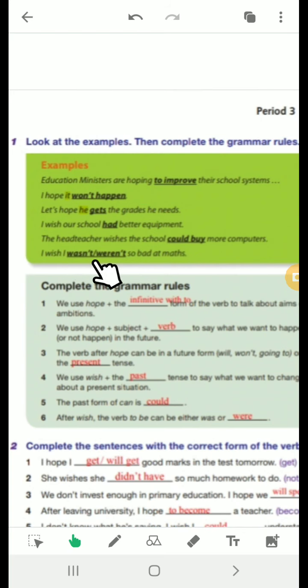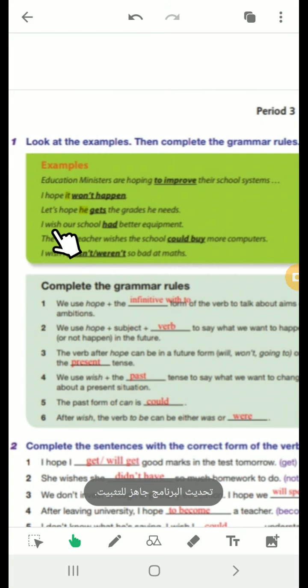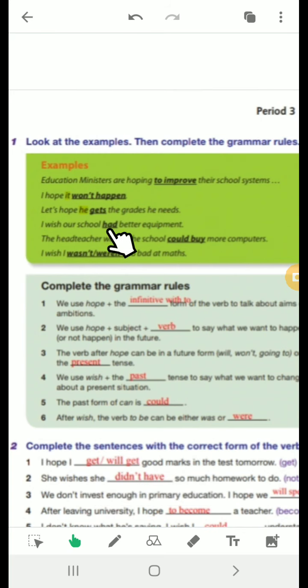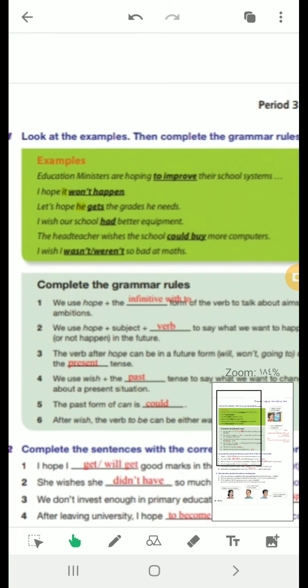I wish I wasn't or weren't so bad at maths. Also we use after wish I, it's the subject. And which tense we use here? Was or were. So it's was, the past from is, am, are, and the infinitive be, the past tense. So we notice that we use after wish subject plus past form, subject plus past tense. Now complete the grammar rules.